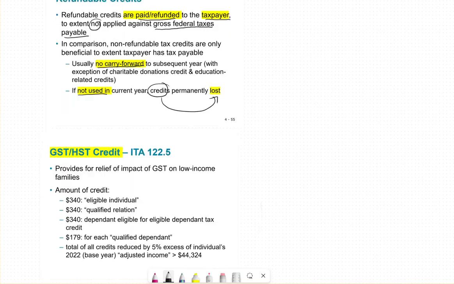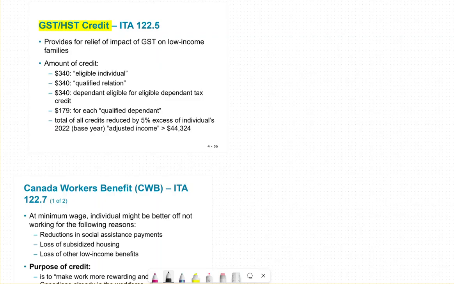Now you get a GST cheque, of course, if you are making less than 44,320. GST is given to low income families, so it's not applied to everybody. If you don't get a GST/HST cheque at the end, that means you made a lot of money. I don't know what is a lot of money.